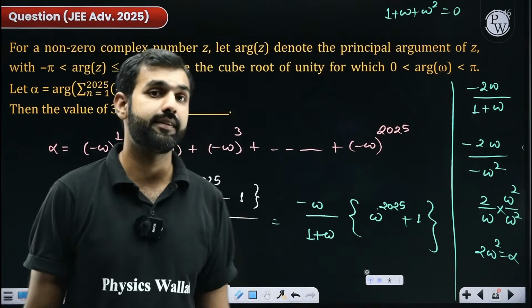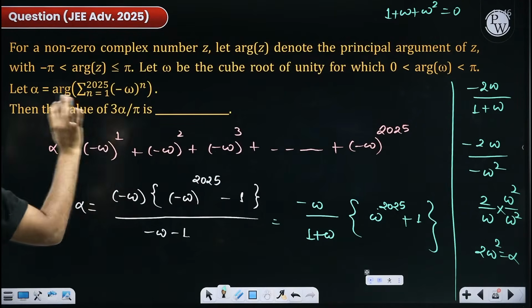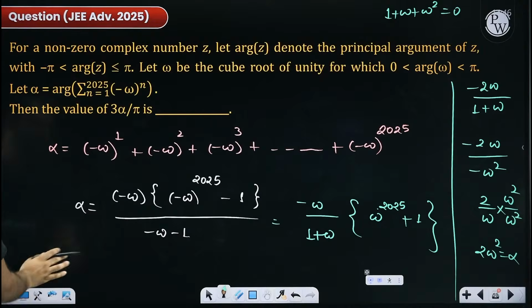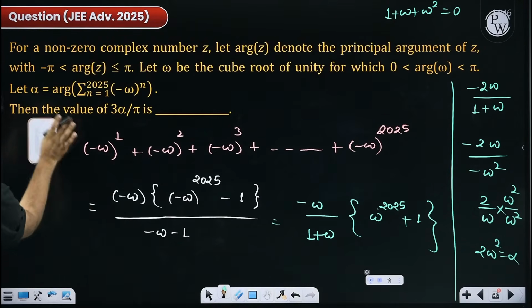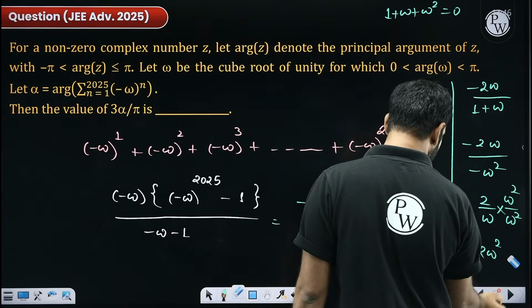But I think we are not asked for that. Alpha is the argument of it. I'm really sorry, this is not alpha. Alpha is the argument of it. Now I need to find the argument of it.